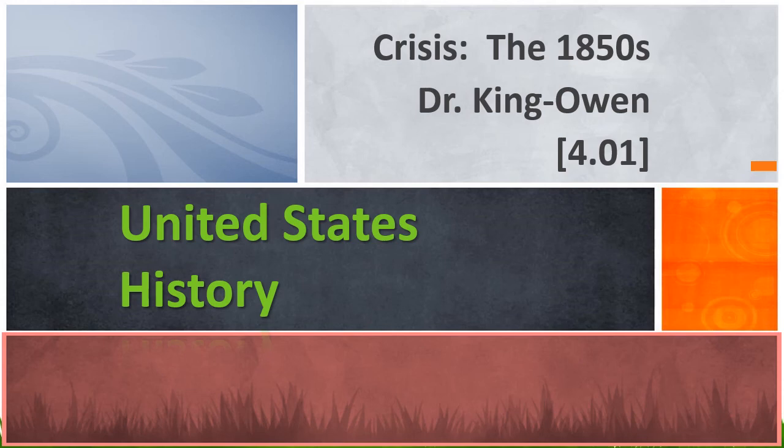This time our focus is on the events of the 1850s, events that would propel the United States into a civil war by creating a decade-long crisis over the issue of slavery. We are going to be examining Target 4.01 in your target sheet. Let's begin.